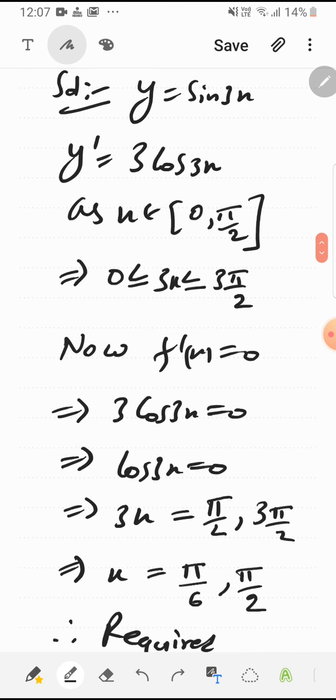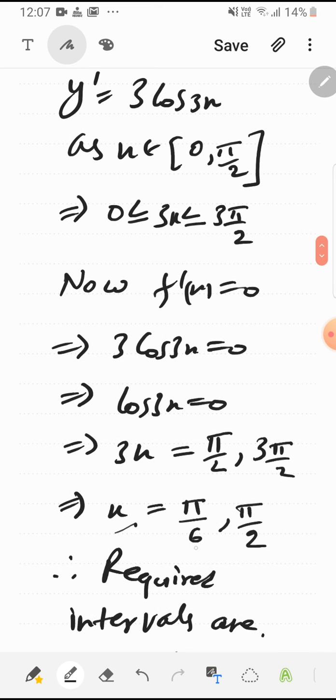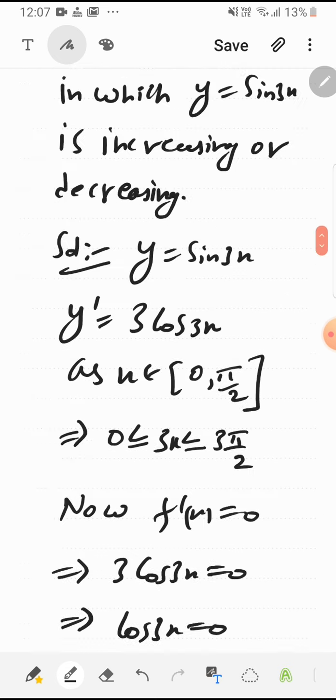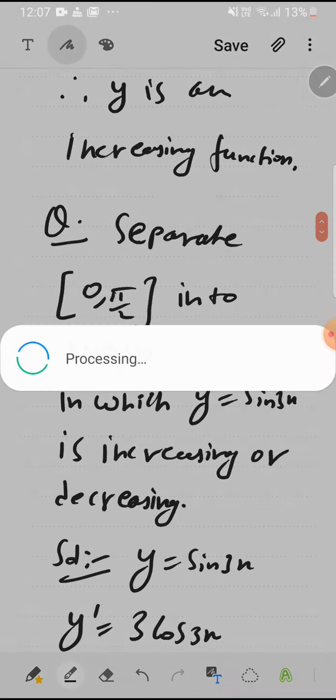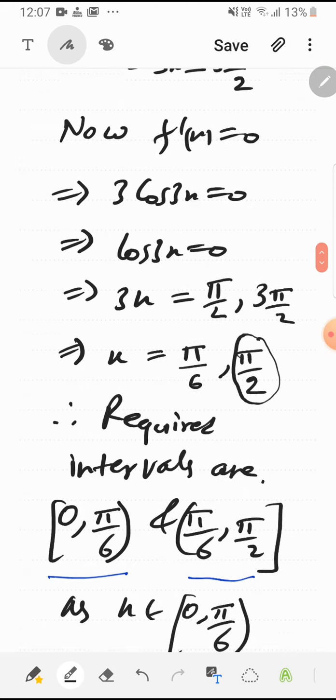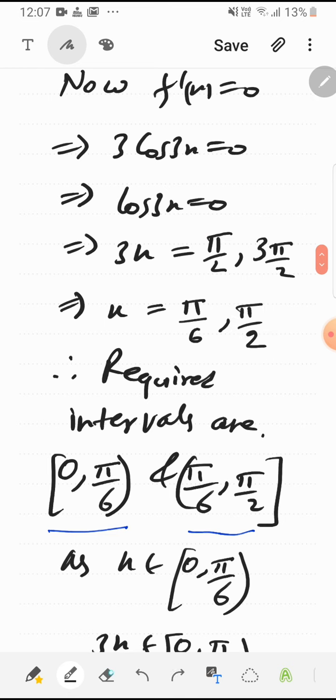Now f dash x is 0, that means cos 3x is 0, that means 3x should be equal to pi by 2 and 3 pi by 2, which are critical points. So x is pi by 6 and pi by 2. Two critical points are there. Now one critical point is basically a boundary, because the interval given to us is 0 to pi by 2. So we focus on only one critical point, which is pi by 6. So the required intervals are the closed-open interval 0 to pi by 6 and the open-closed interval pi by 6 to pi by 2.